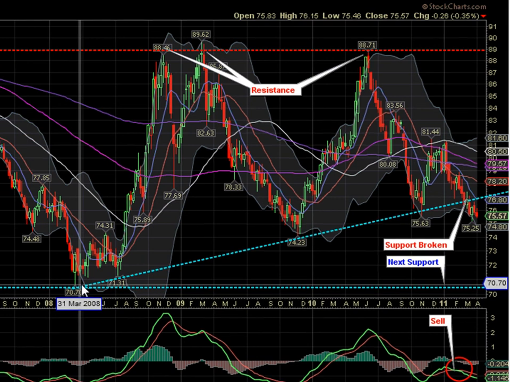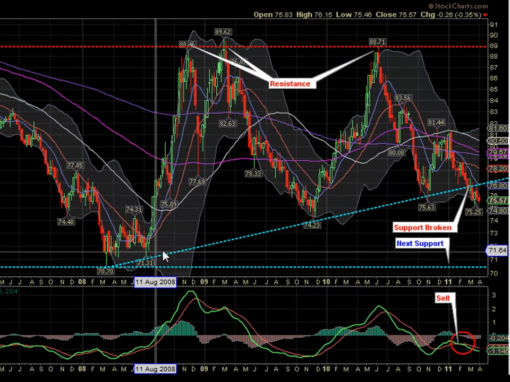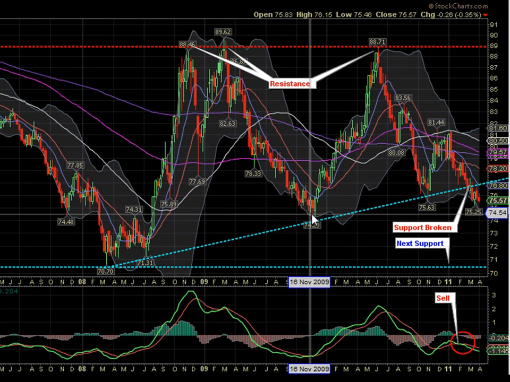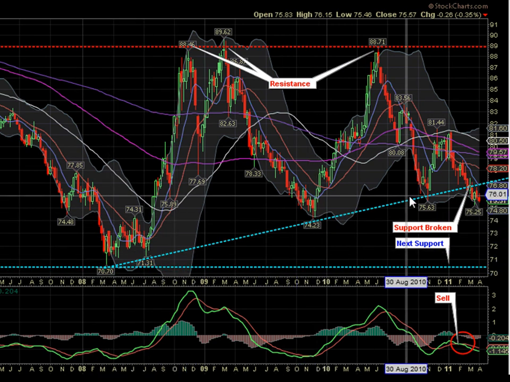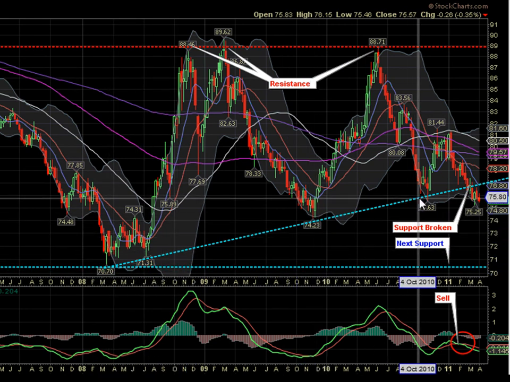Looking at the support areas, you can see we've got this trend line here that's been building up, and you can see we've touched it 1, 2, 3, 4 times, and that confirms, at least 2 or 3 times confirms, that a trend line is intact. And it's actually a bullish type of pattern. It's an ascending triangle.